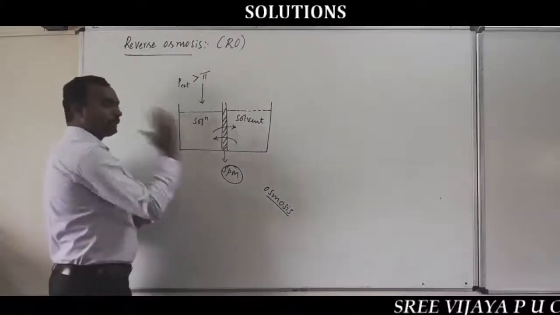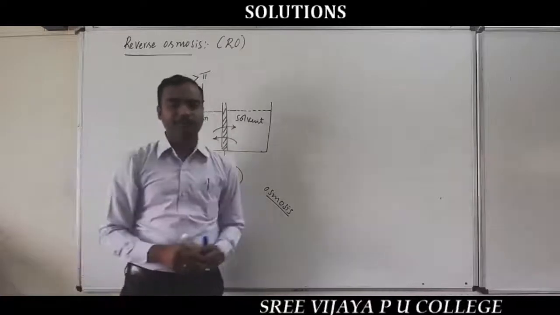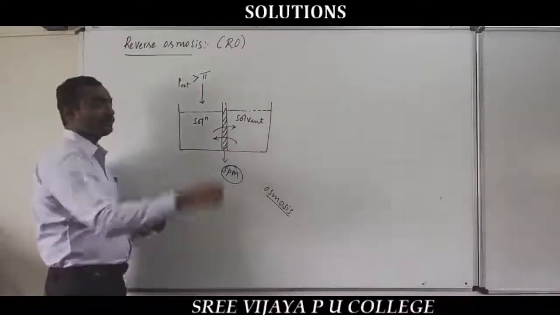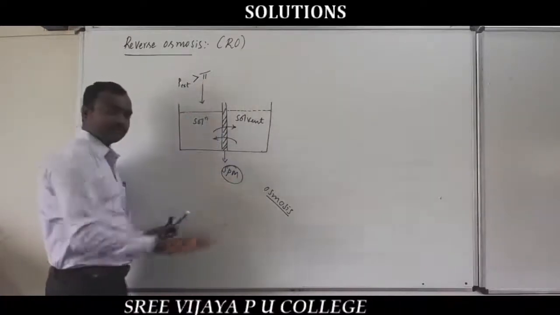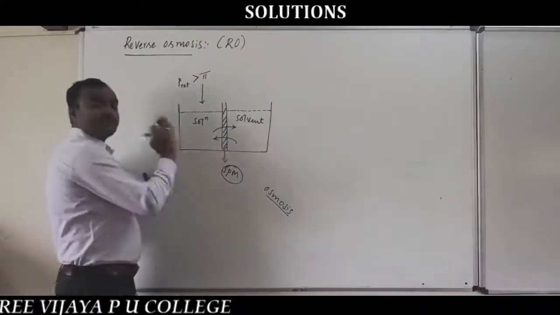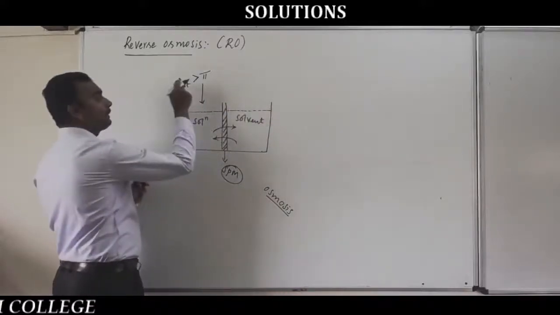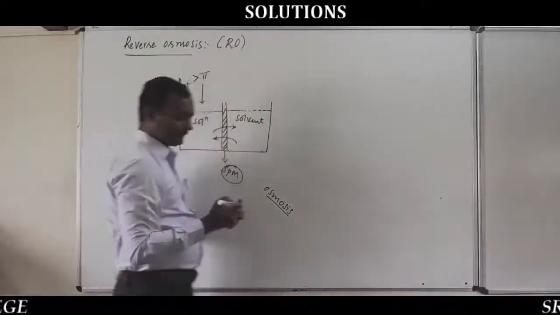I want to prevent the osmosis, that is, stop the solvent molecules coming this way. Just by applying the pressure, that pressure is called osmotic pressure. Already we have discussed. Now our intention is to move the solvent molecules from the solution side to the solvent side. So I am going to apply a pressure greater than the osmotic pressure.